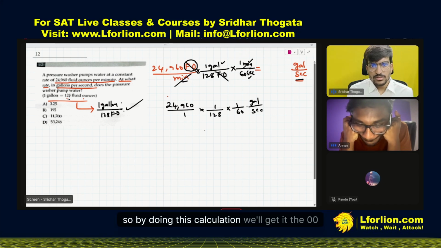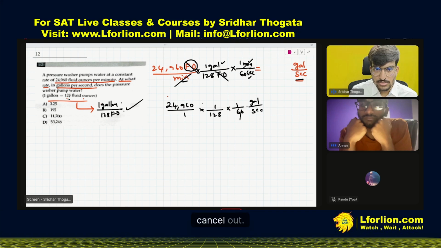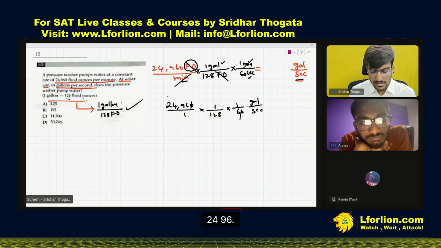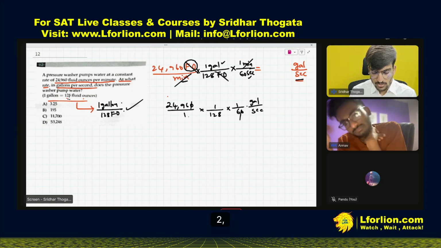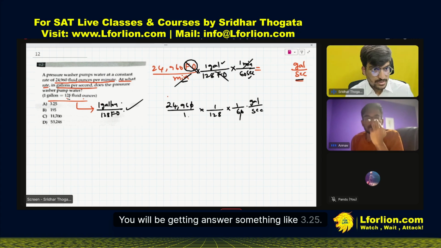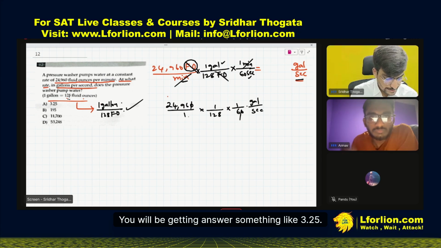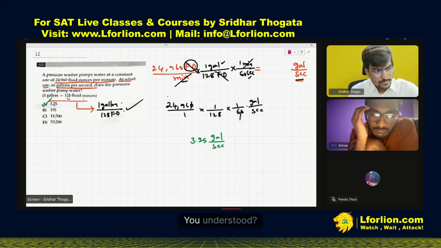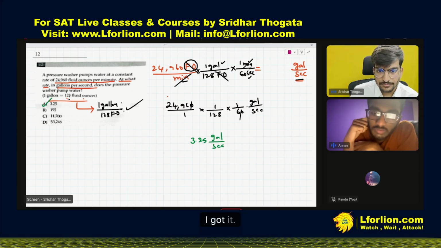By doing this calculation, the 0 cancels out. So 2496 divided by 128 and 6, you will get an answer something like 3.25 gallon per second. You understood? Yeah, I got it.